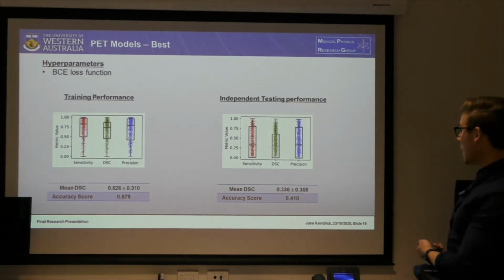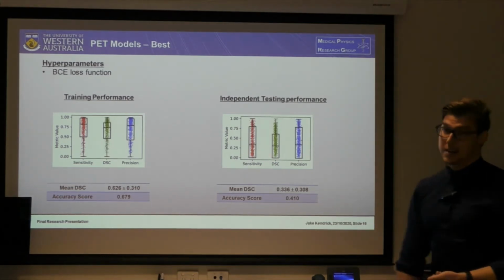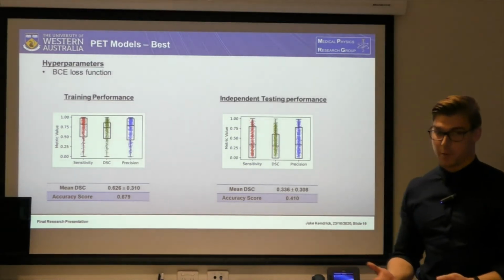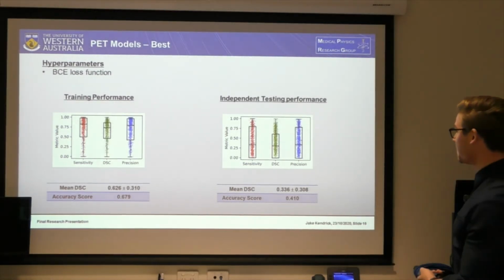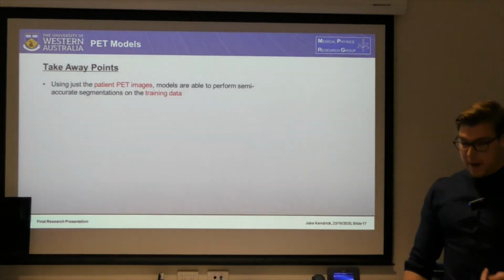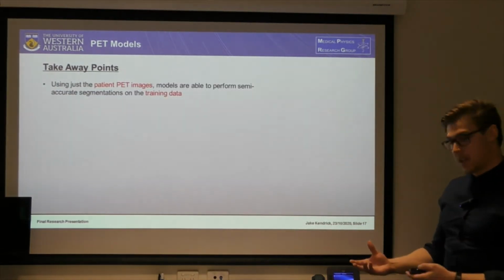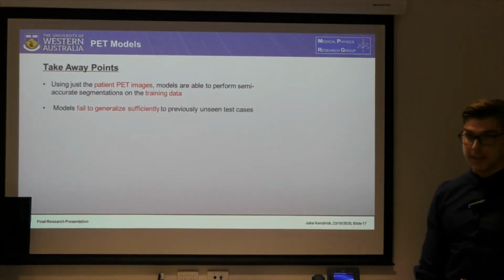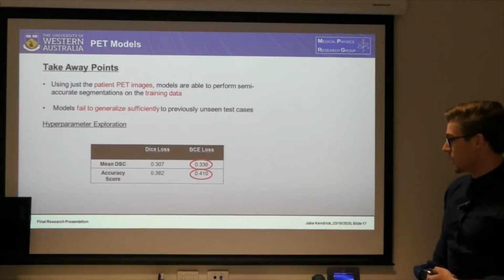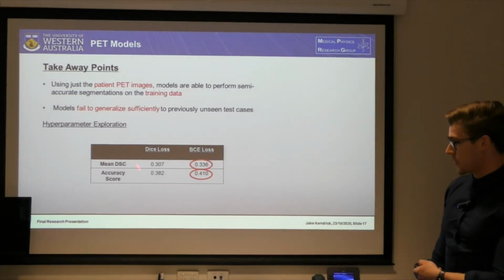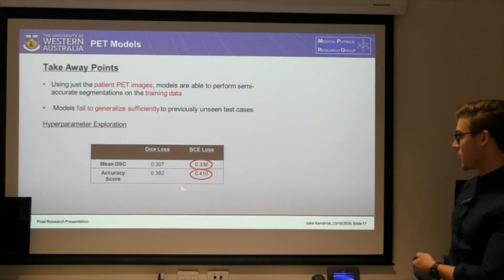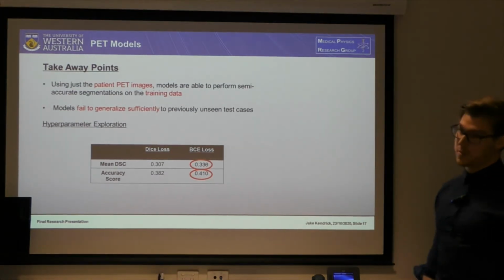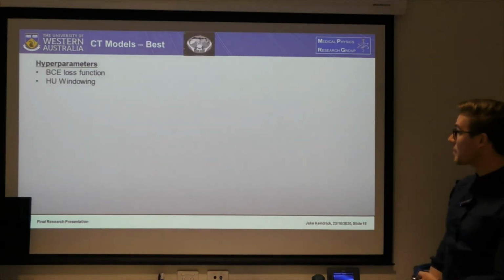What we'll observe here as well is that the lower quartile is actually located at 0, which means that for 25% of patient test slices, we're not getting a single true positive. Obviously, if we're looking to implement this clinically, that's problematic. So using just the patient PET images, we're able to perform semi-accurate segmentations on the training data, but it fails to generalize sufficiently to previously unseen test cases. If we look at the hyperparameters, we observe that with respect to the 2 primary evaluation metrics, the model that was trained using the BCE, or binary cross-entropy, loss function outperforms the one that was trained using the dice loss function.